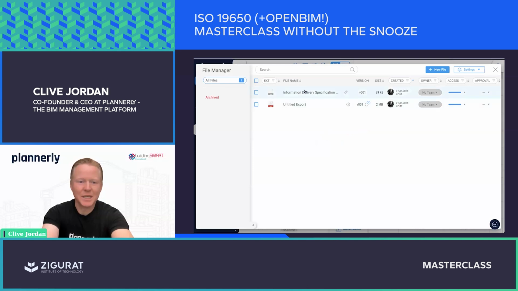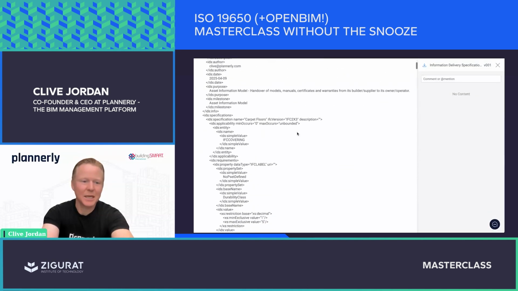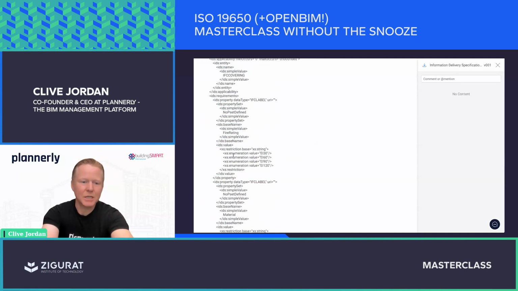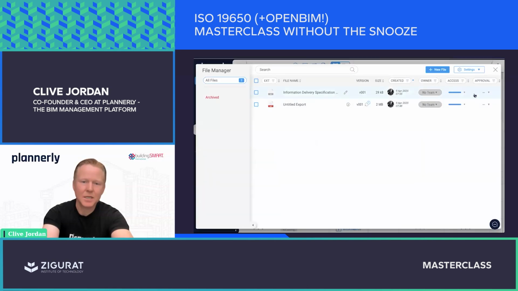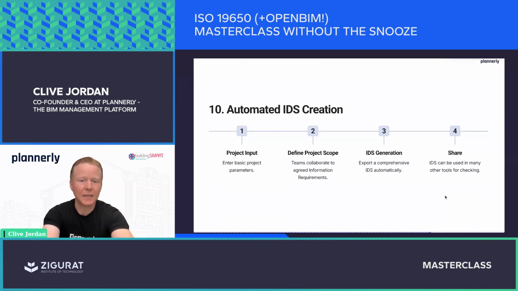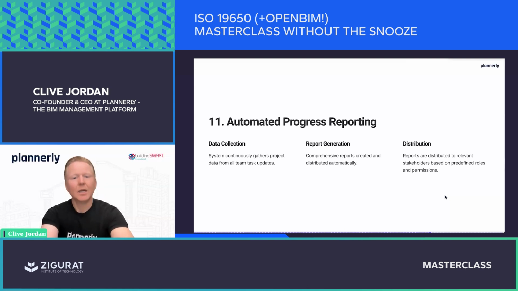I'm not going to go through all the details, but there you go. That's created. And now we've got this really detailed set of requirements as machine readable. And here's the set of values for the fire rating on that task. We could share this with the team and help them understand exactly what they need to do. And it means that everyone can use a checking tool or they can use Plannerly to be able to go through that process.